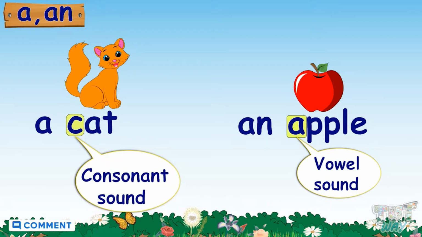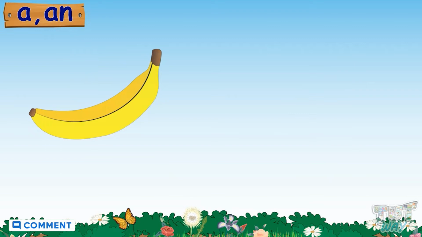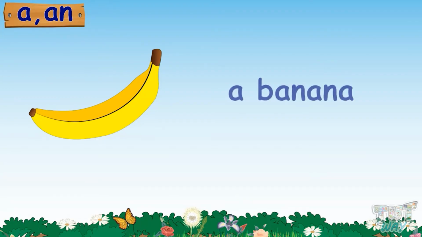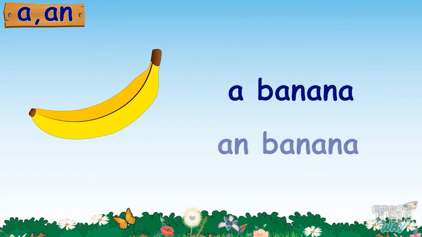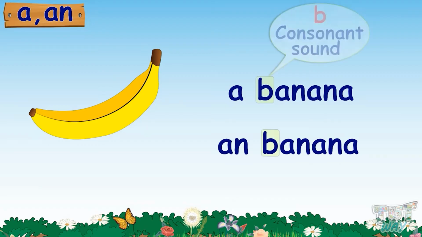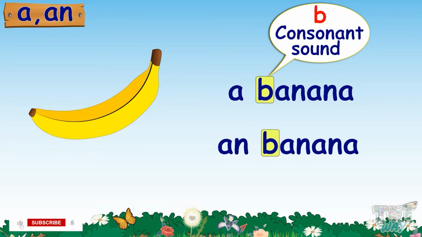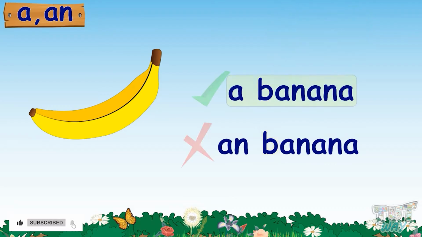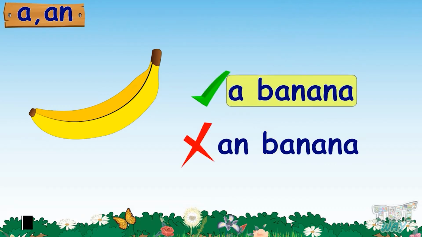Now, let's learn more examples. What is this? This is a banana. Why a banana and not an banana? Because banana starts with a consonant sound, the sound of letter B. So we will use a before it.